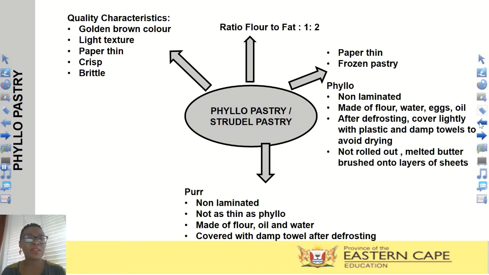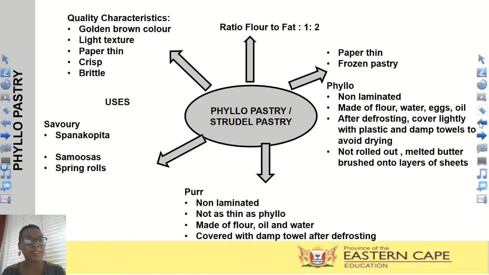The quality characteristics: it is golden brown in color. It has got a light texture. It is paper thin. It is crisp because you've put all those layers of butter, and also most of the time, like your puri pastry, you would deep fry it, so it'll become very crispy. Even your phyllo, when you're making a product, for example, your phyllo baskets with all those layers of butter in between, or your baklava, when you bite into it, it is crisp and quite brittle, versus your flaky pastry or puff pastry or your soft crumb pastry, which is your short crust pastry.